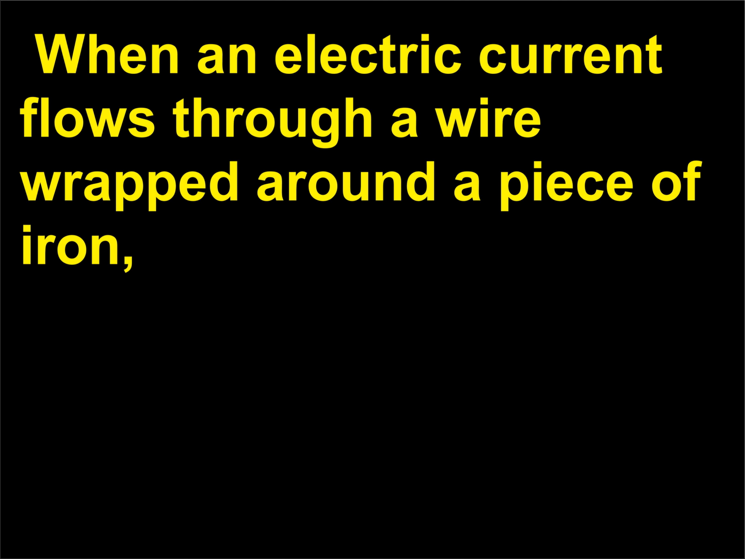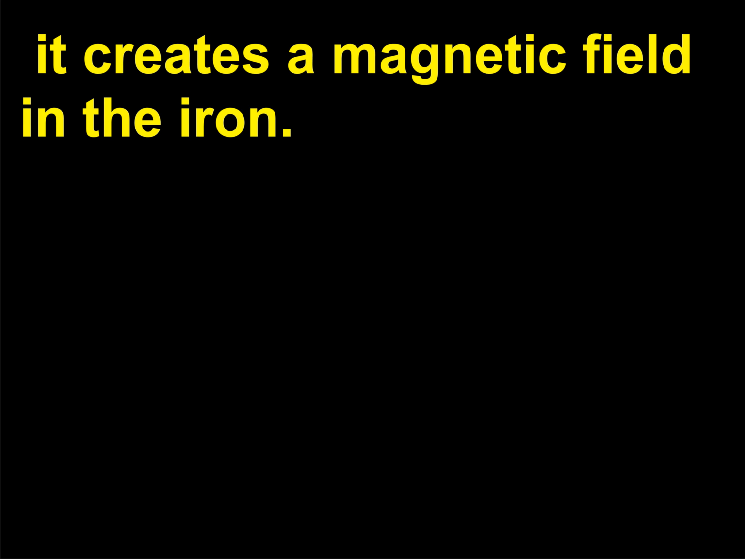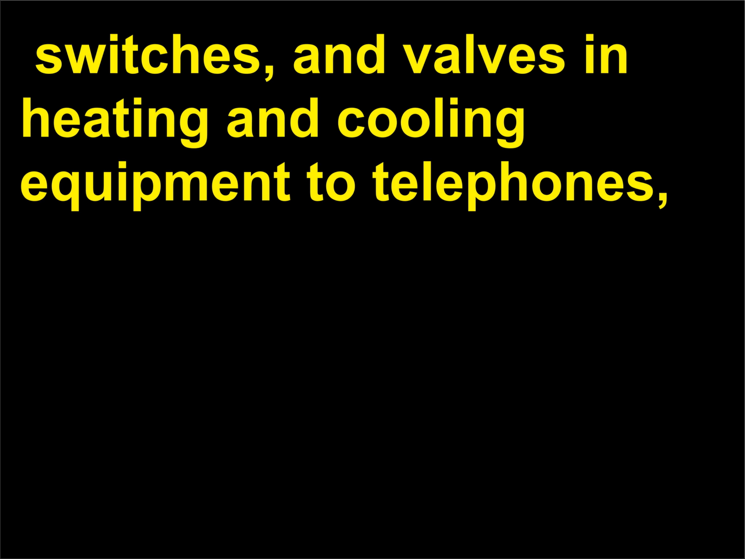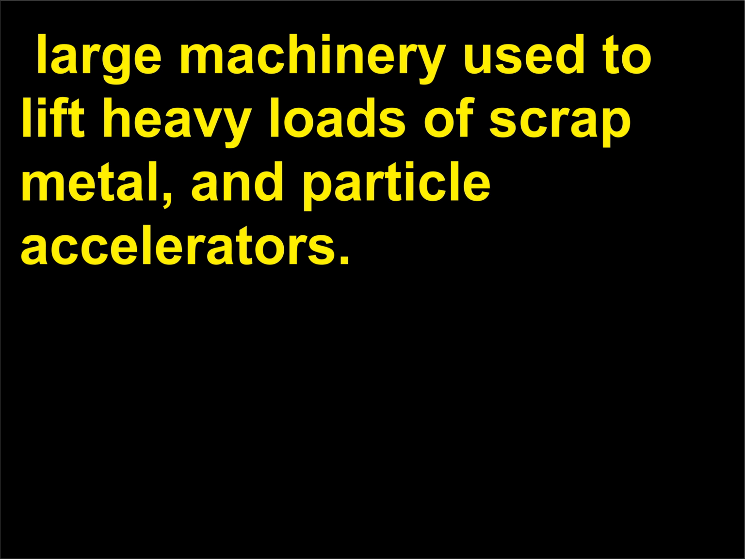When an electric current flows through a wire wrapped around a piece of iron, it creates a magnetic field in the iron. Electromagnets are used in a wide variety of applications, including doorbells, switches, and valves in heating and cooling equipment, to telephones, large machinery used to lift heavy loads of scrap metal, and particle accelerators.